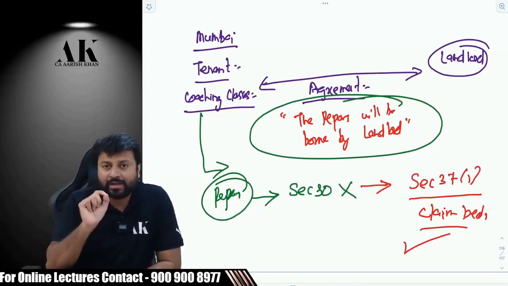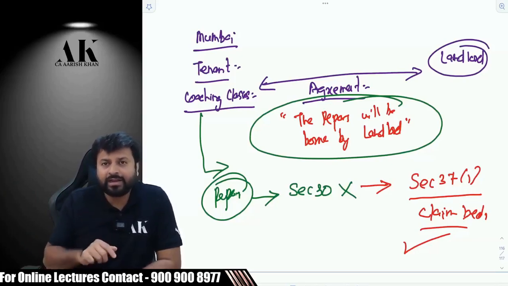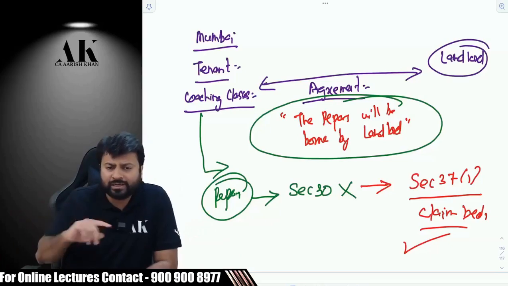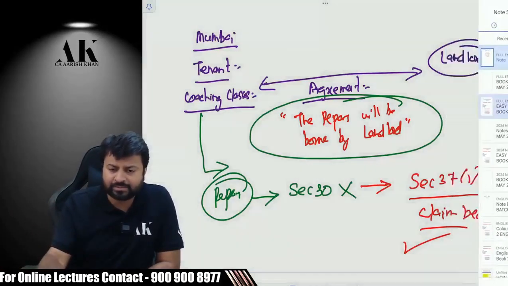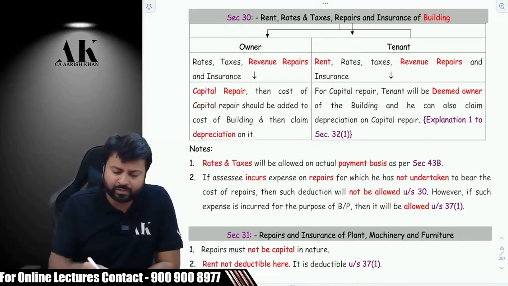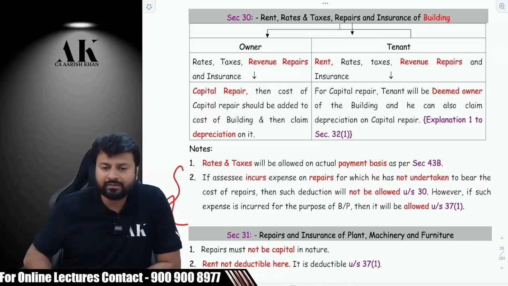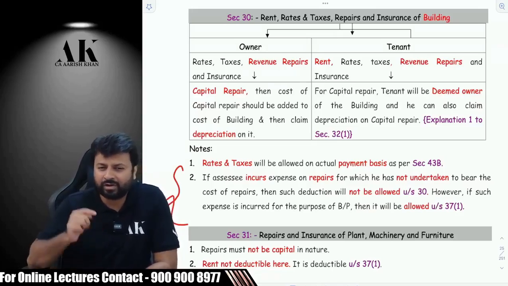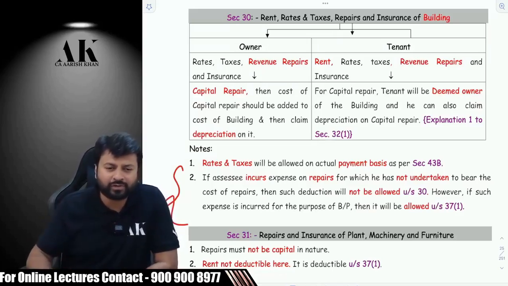So the point I am trying to say is that in this expenditure where the tenant does not undertake to bear the cost of repair, he will not get the deduction in section 30, but he would definitely get the deduction under section 37(1), subject to the conditions mentioned over here. Check it please. This point was asked in the examination. That is the reason we are getting into so much depth of the provision. Otherwise, we would not have gone into so much depth of a provision which is not a very important provision for the exam.